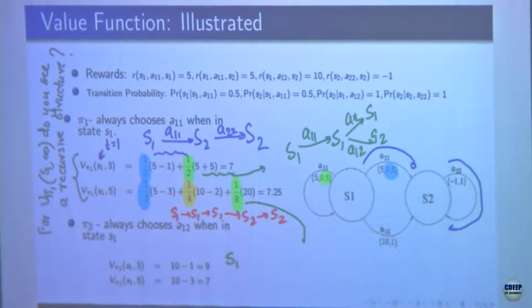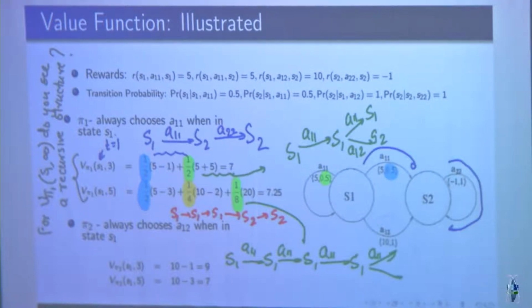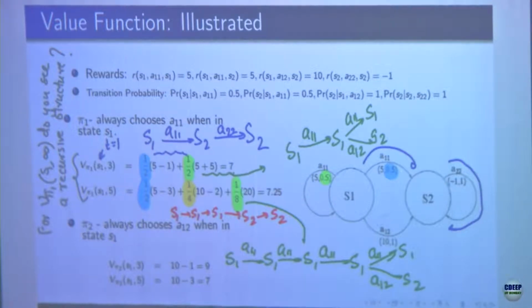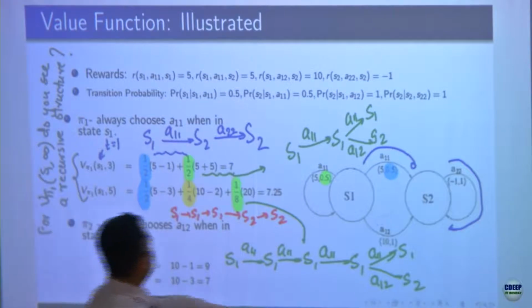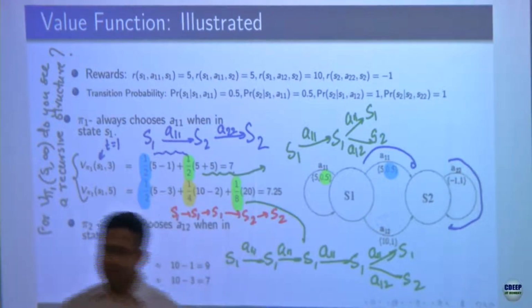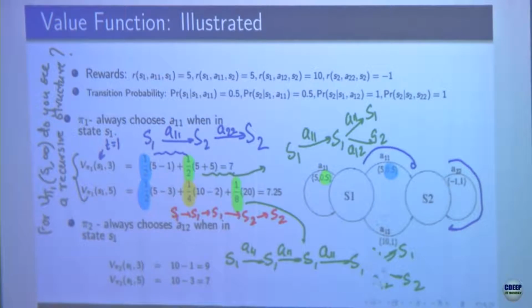This is S1, A11, S1, A11, S1, A11, and now what I do is I could go to S1 or to S2 using action A12. Yeah, and then this. Sorry, this is not A1. This is not A12. I mean, this part I missed.